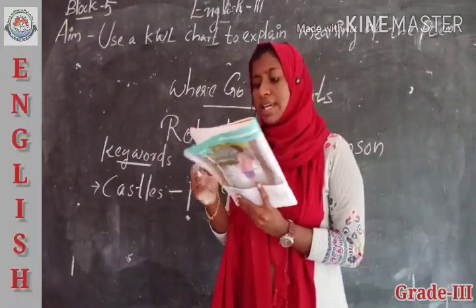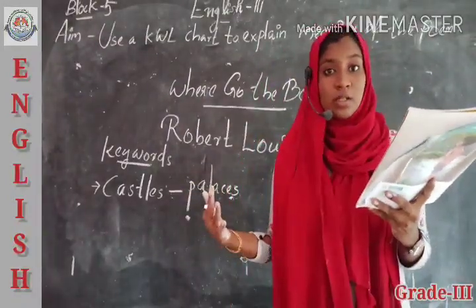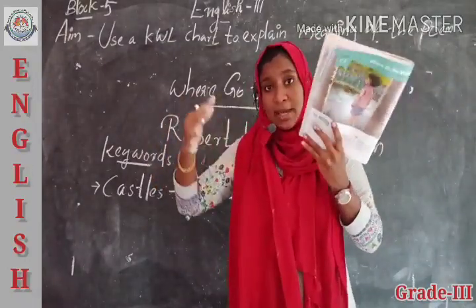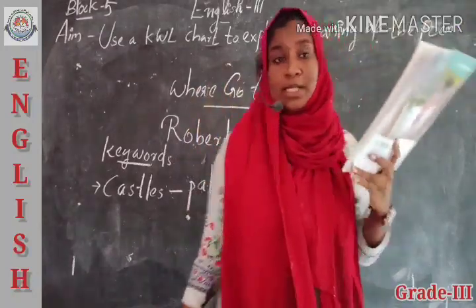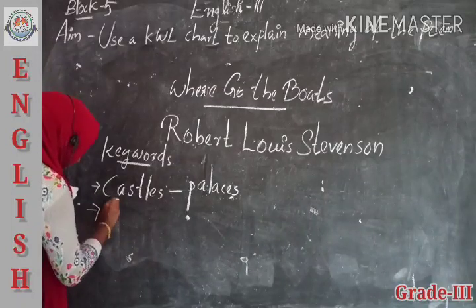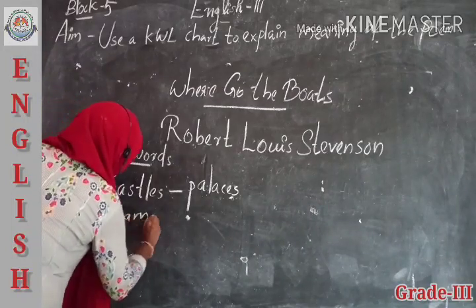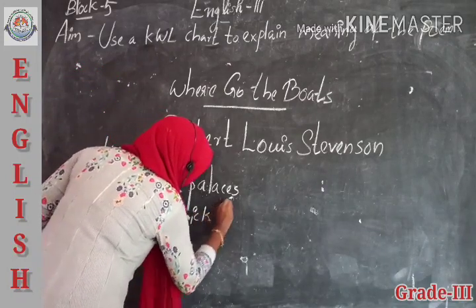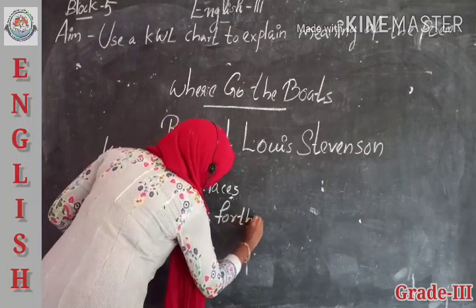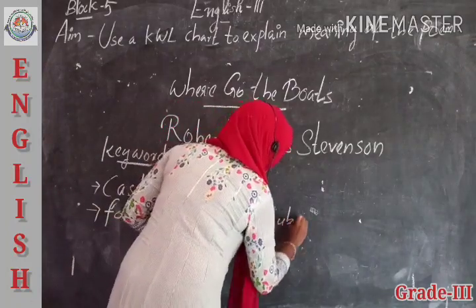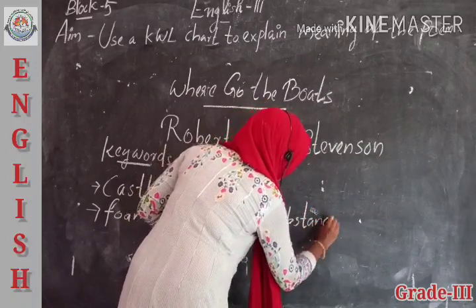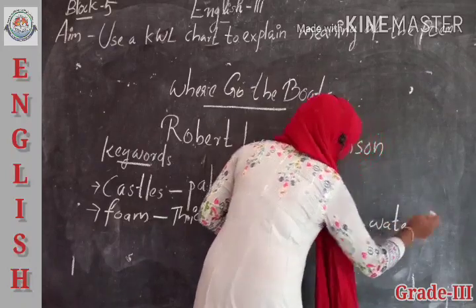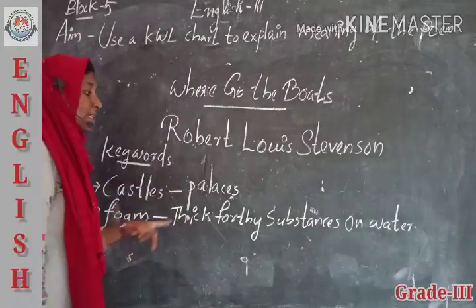Then castles of foam. Foam is also another new word. Foam means a thick, frothy substance. Then when so many thick, frothy substances come together, they make small bubbles. So we can write foam means a thick, frothy substance on water.